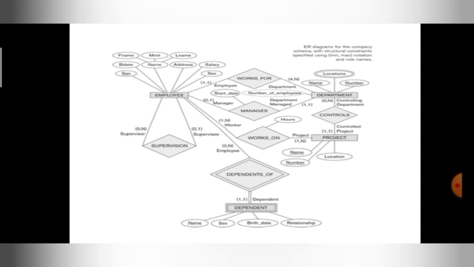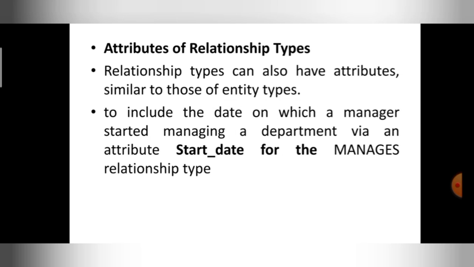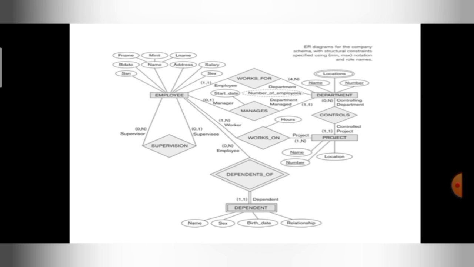You can see there, in the same way as the entity, I included the attribute for the relationship also, that is start date. Start date tells about the joining date of the manager, when he started managing the department. Hope you understood, guys. In the same way as the entity, I can include attributes for the relationship type also. Here for the manager's relationship between the employee and the department, I included the attribute start date. Getting it, guys?